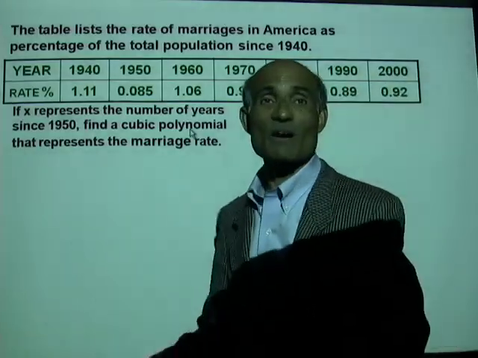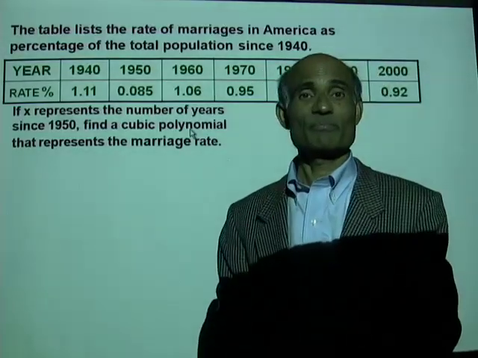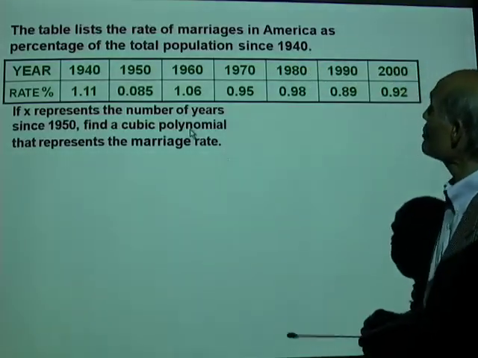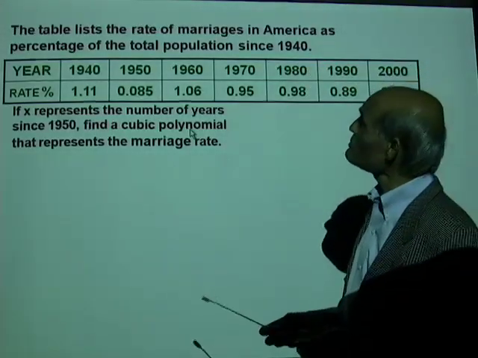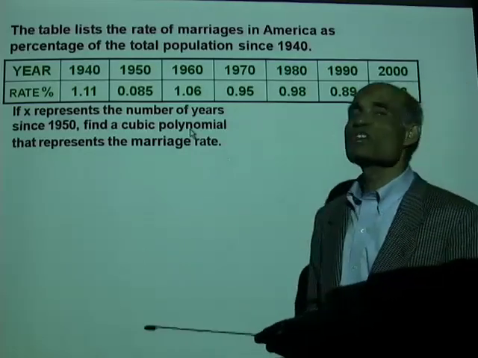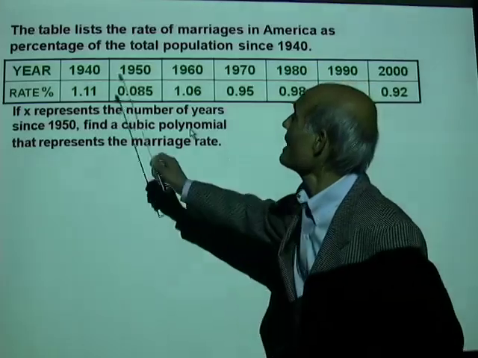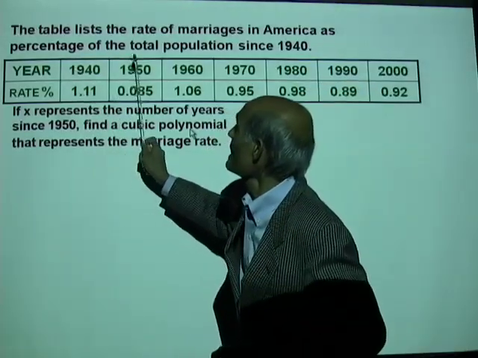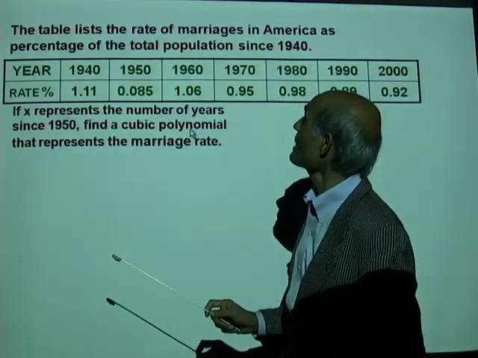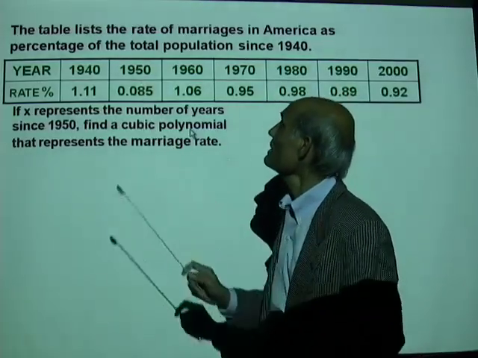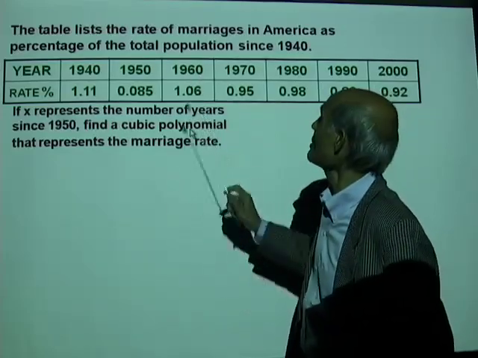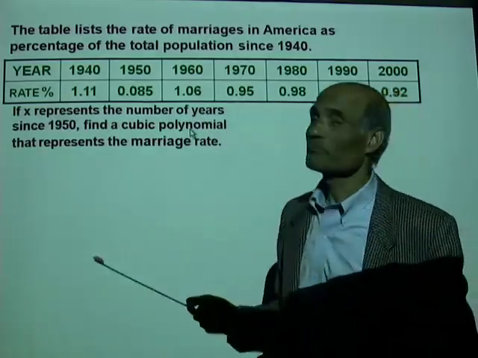Okay, now here is an application problem. The table lists the rate of marriages in America as a percentage of the total population since 1940. Now, here in 1940, the percentage was 1.111. In 1950, it went down to 0.085. In 1960, 1.06, and so on.